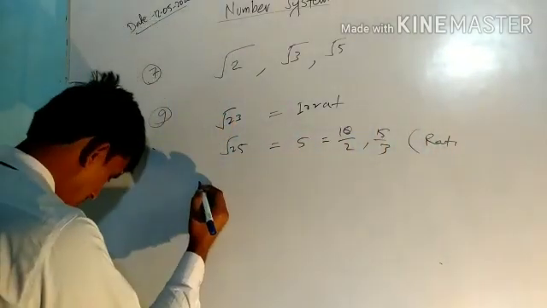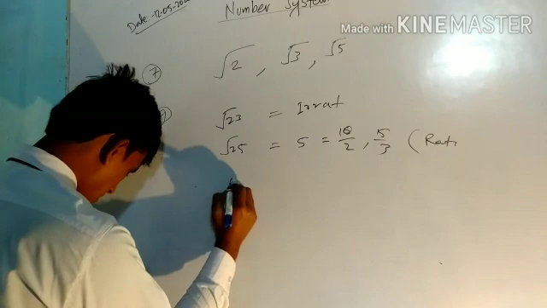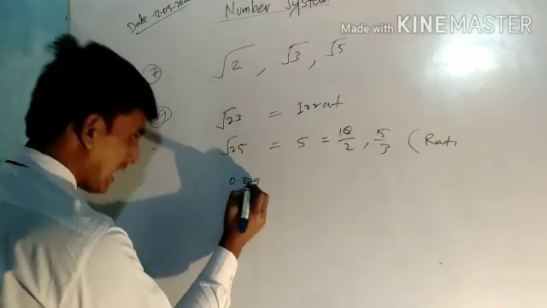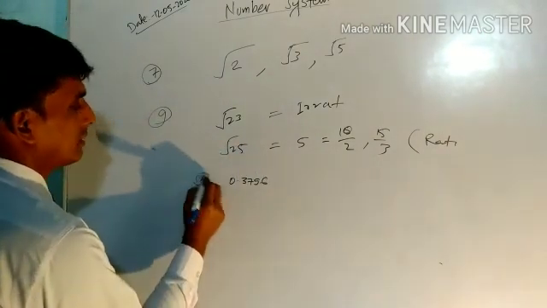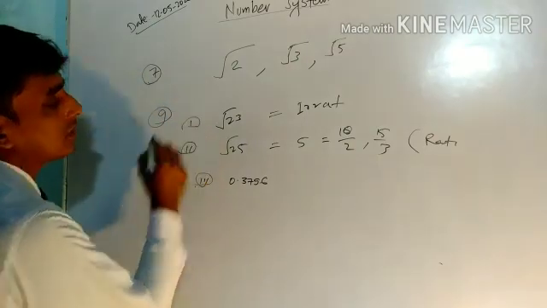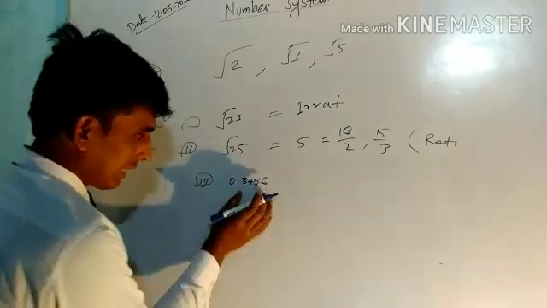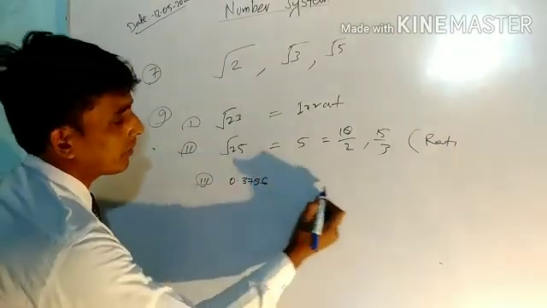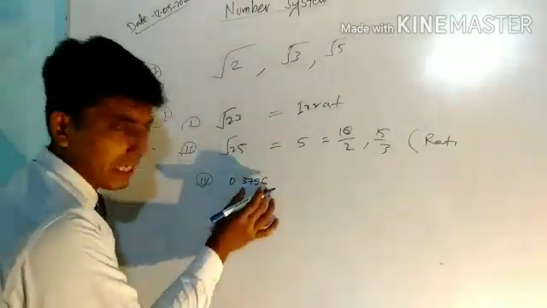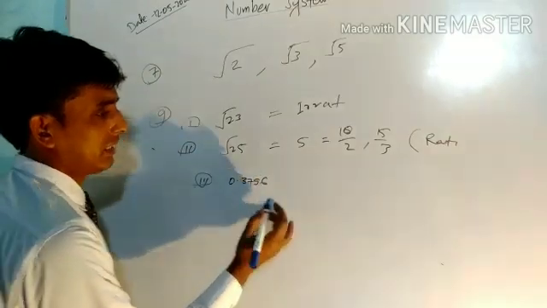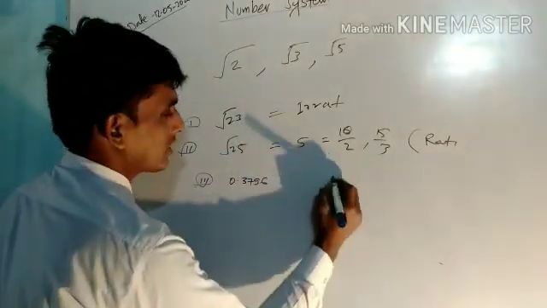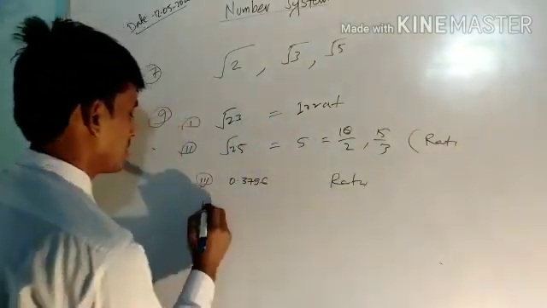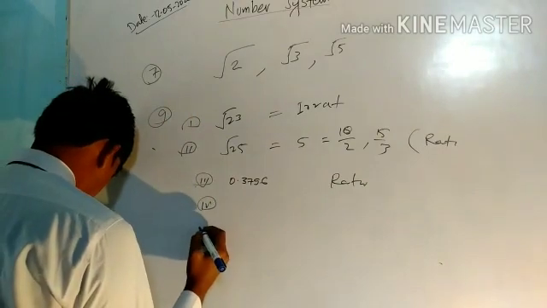Again, the next question, question number 3, 0.3796. This has a decimal expansion which is terminating type. There is nothing beyond this, the decimal expansion has terminated. Therefore, this is a rational number.